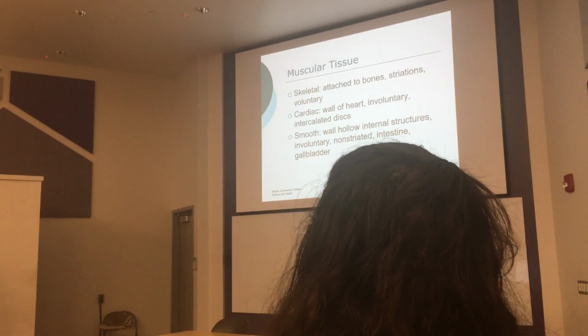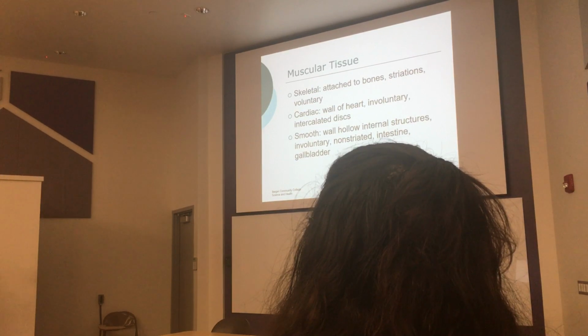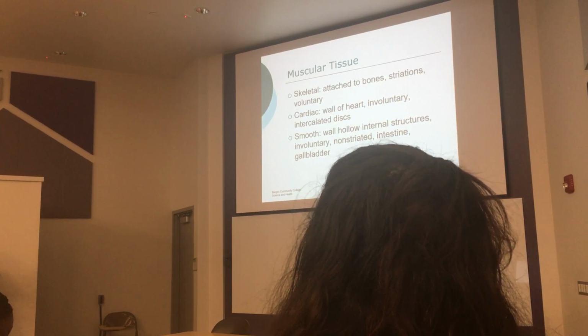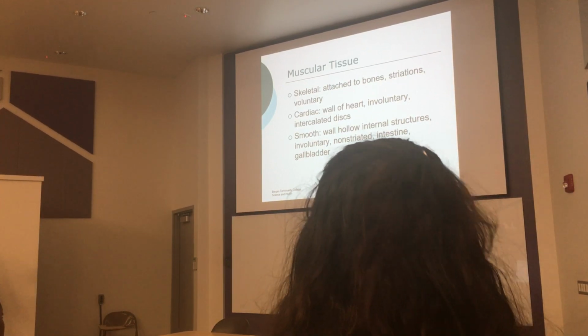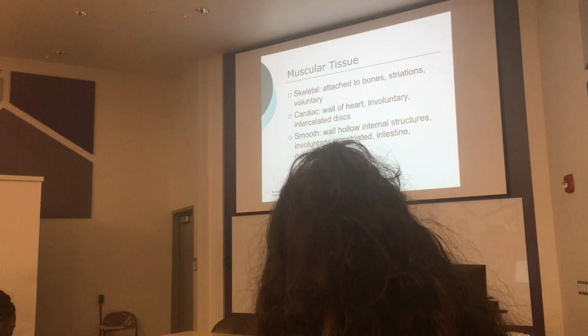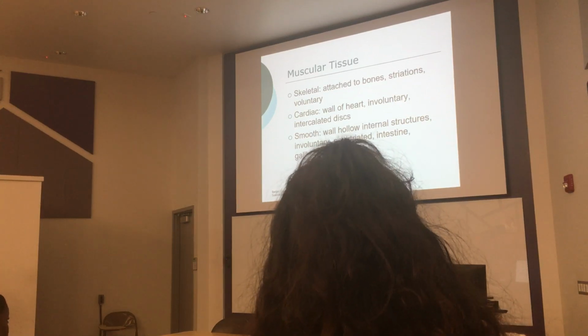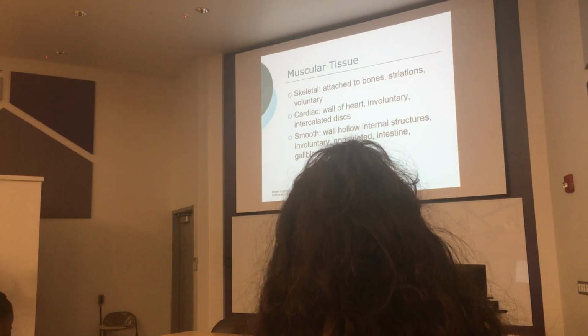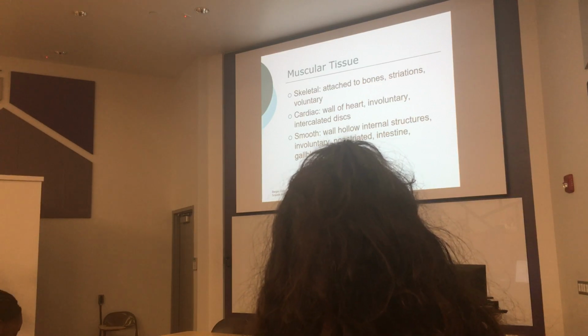So there's three types of muscle tissue. Skeletal muscle is considered striated, so it's got contractile elements. They slide on each other and the muscle shortens. It is voluntary, meaning that you can control skeletal muscle. I want to move my arms up and down, I move them up and down. I want to stop, I stop.